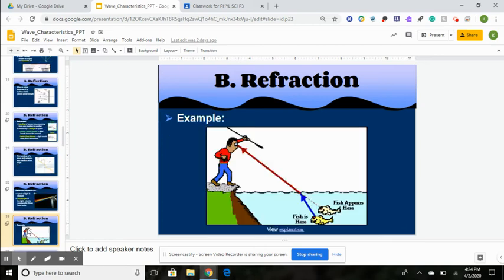Here's another example. Let's say you're spearfishing. You may see the fish here, but because of the way the wave is traveling, the fish is actually a little bit away from that, because when a wave is refracted, the image will actually appear at an angle.